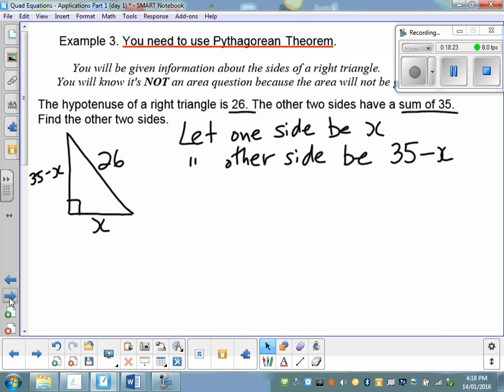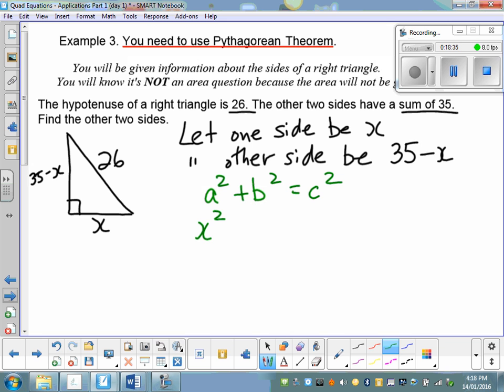And in this case, we're going to use Pythagorean theorem. So there's Pythagorean theorem, and I'm going to sub my values in there. So one of the sides is x, so that's just going to be x squared. The other leg, or the other side that's not the hypotenuse, is 35 minus x squared. And then the hypotenuse is 26. So that'll be 26 squared.